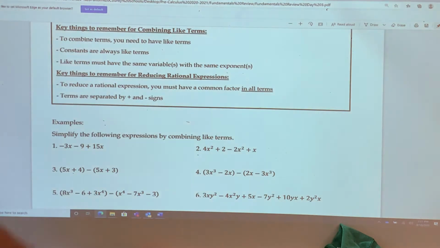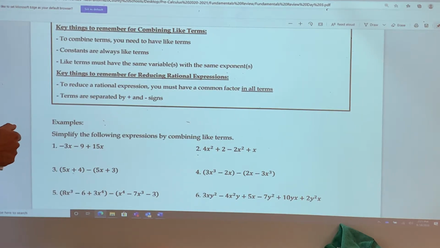Things to remember when you're combining like terms: to combine like terms, you have to have like terms, right? Constants are always like terms. And then like terms must have the same variable with the same number of exponents.